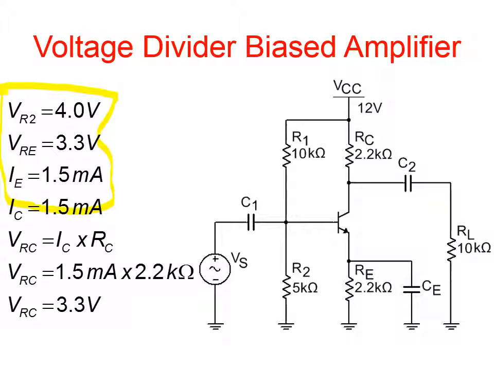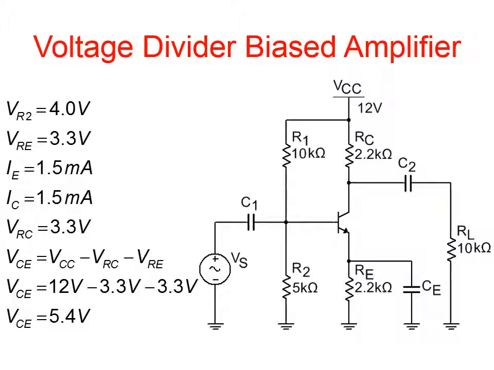So the whole point with this analysis, this is the DC analysis. You have to be able to do the DC analysis and figure out what the DC currents and voltages are before you can do the AC analysis. So now these are the quantities we know. So let's continue on. VCE is VCC minus VRC minus VRE. So notice we're starting here at the top and we're going all the way down to ground. So you got 12 volts minus 3.3 volts minus 3.3 volts. VCE is 5.4 volts.